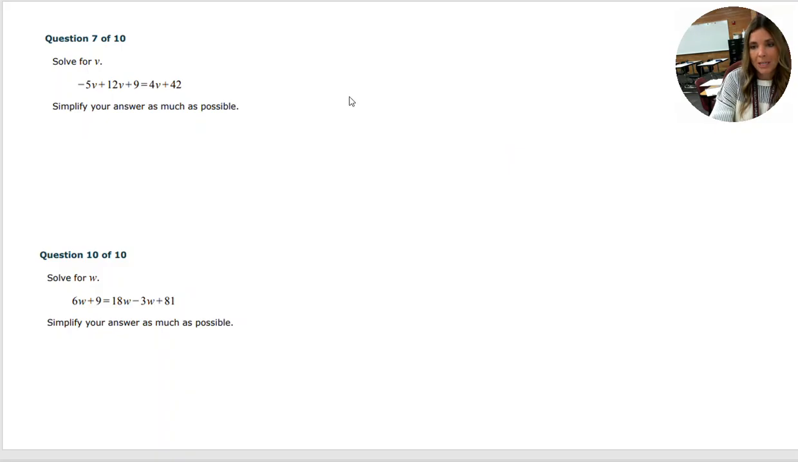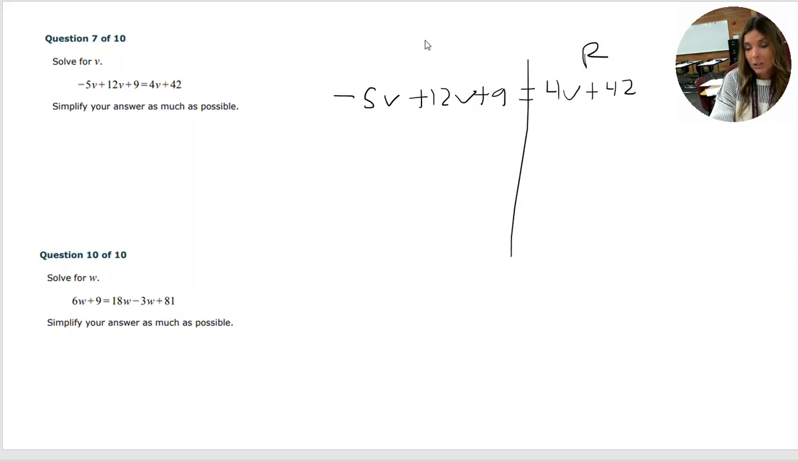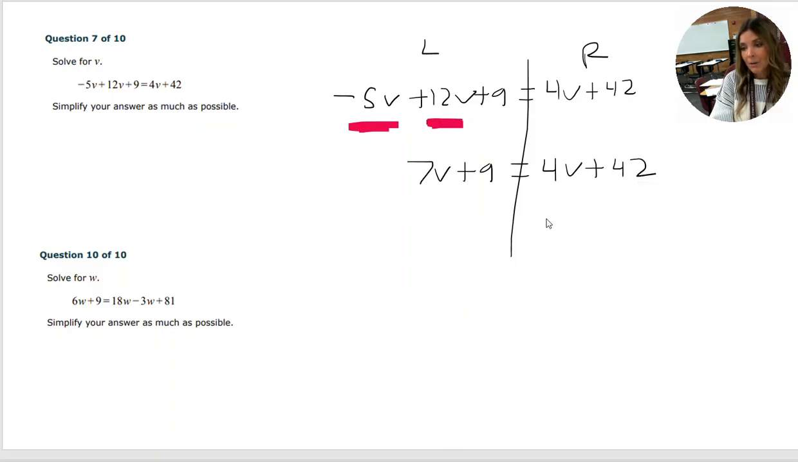Okay, and actually, I am going to do one more with you just to make sure that you know how to do these. Negative 5v plus 12v plus 9 is equal to 4v plus 42. The steps are, first, look at your left side and see if anything can simplify, which in this case, I have some like terms here. So that becomes 7v plus 9 equal to 4v plus 42. Then we look at our right side. There's nothing that can simplify.